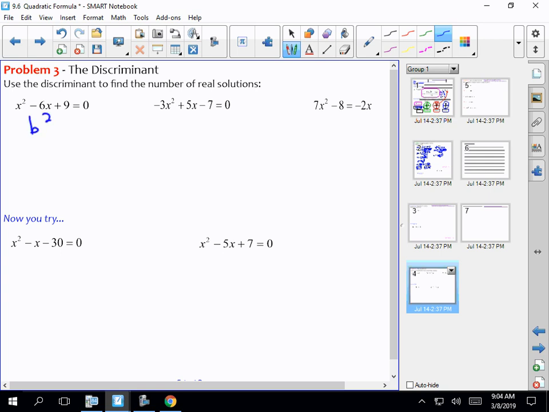We take b squared minus 4ac. You're just going to do the b squared minus 4ac part. All I want you to do on these is tell me how many solutions it has, not find them. So here we'd have negative 6 squared minus 4 times, what's a? 1 and 9. And so I've got 36 minus 36 equals 0.